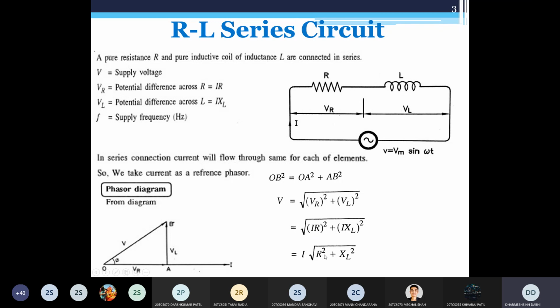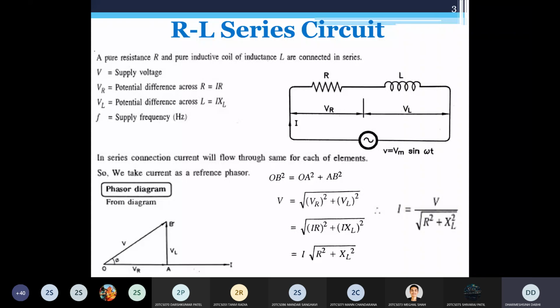Clear? Take I common. So you get the equation of voltage, V is equal to I times square root of R square plus XL square. From this equation, you can make the equation of current flowing in this circuit: I is equal to V divided by square root of R square plus XL square. And this square root of R square plus XL square is the impedance of this circuit. Clear? All of you know this?